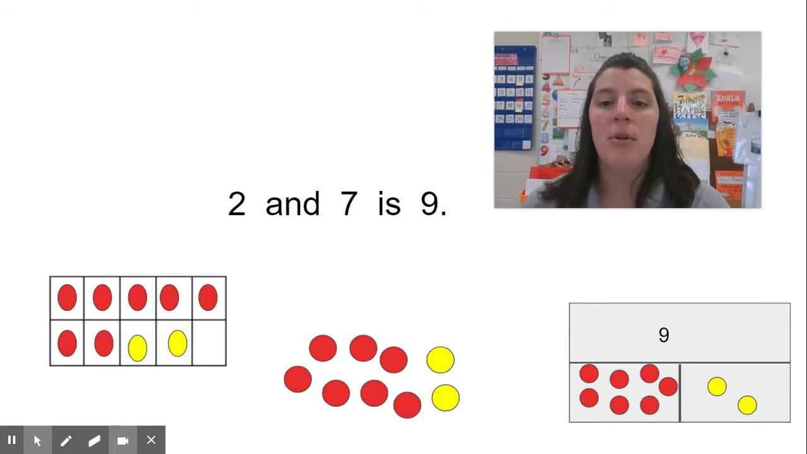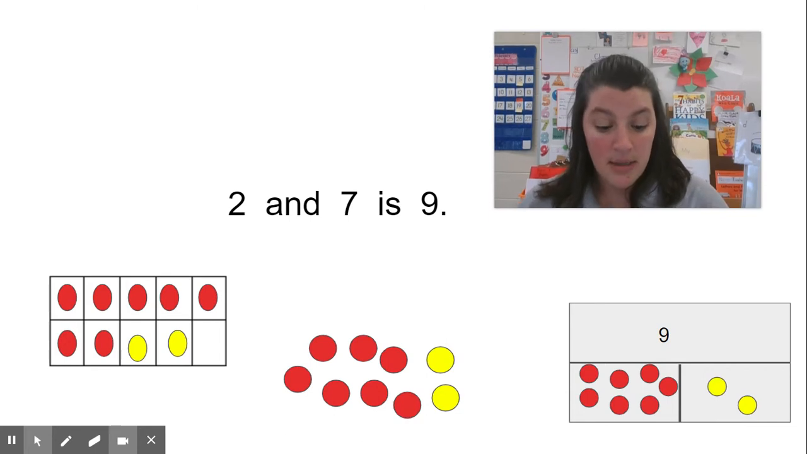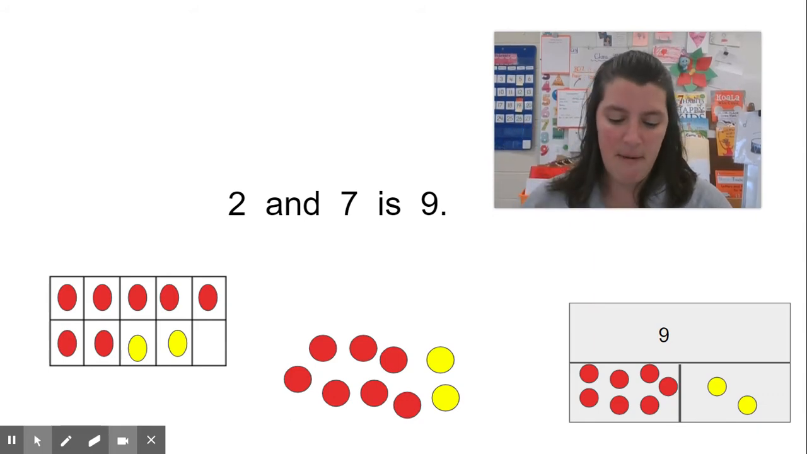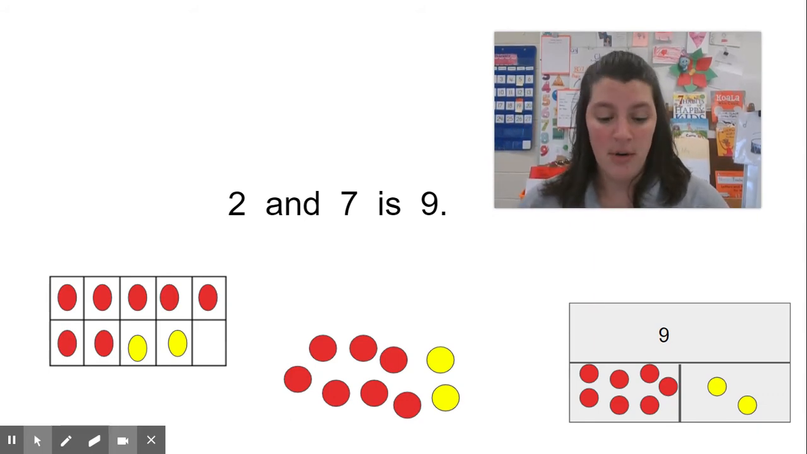And remember, I said when you are noticing things, you might be thinking about what's the same about each one or similar and what is different. So the first thing you might have noticed is that some of these representations have numbers or words, and some have pictures. You might have also noticed that there are different colors. Give me a thumbs up if you noticed one of those things. I bet you did notice that. But you also might have noticed some things like in all of these examples, the total number is 9.